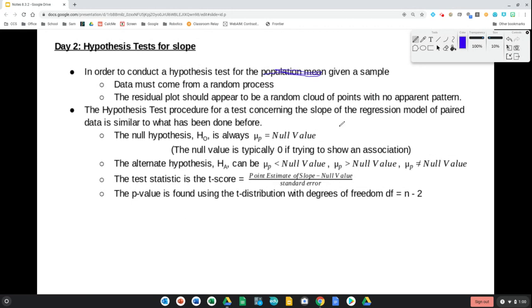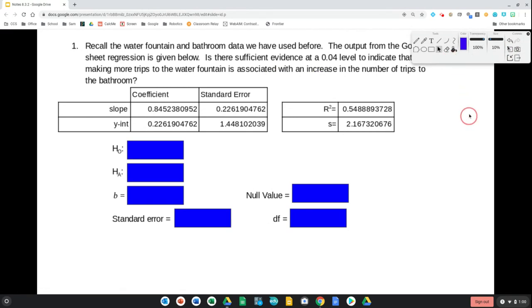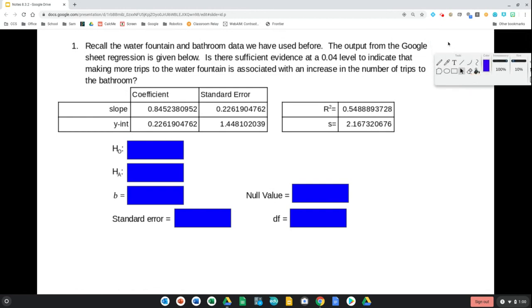So as we look at this example, we're going to be doing an example of, again, the water fountain in the bathroom trips like we've done before. And so we've looked at Google Sheets and we've gotten this information. We've gotten the fact that the slope has a value, when we look at Google Sheets, of 0.845 with a standard error of 0.226.